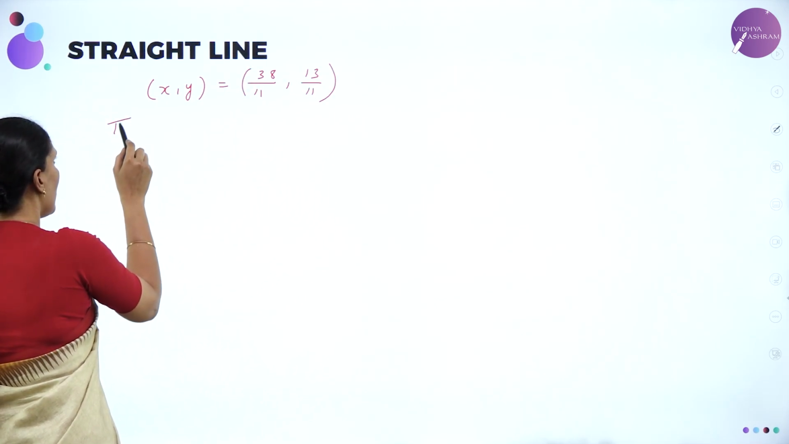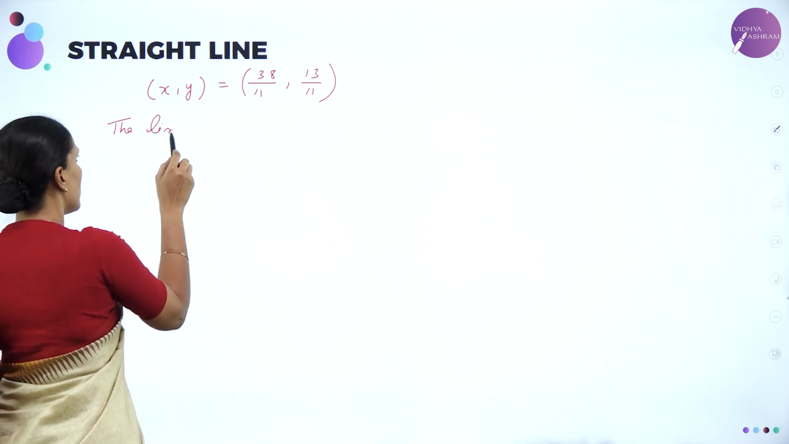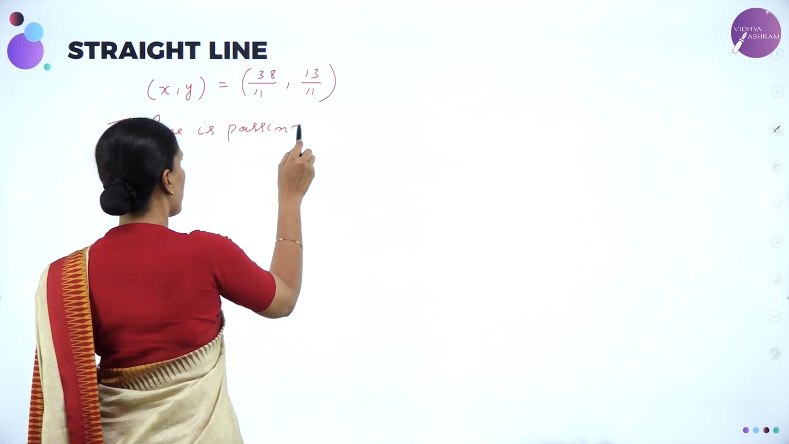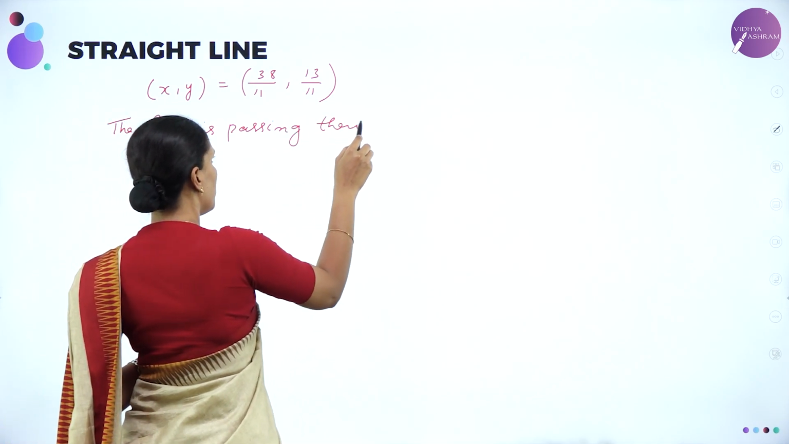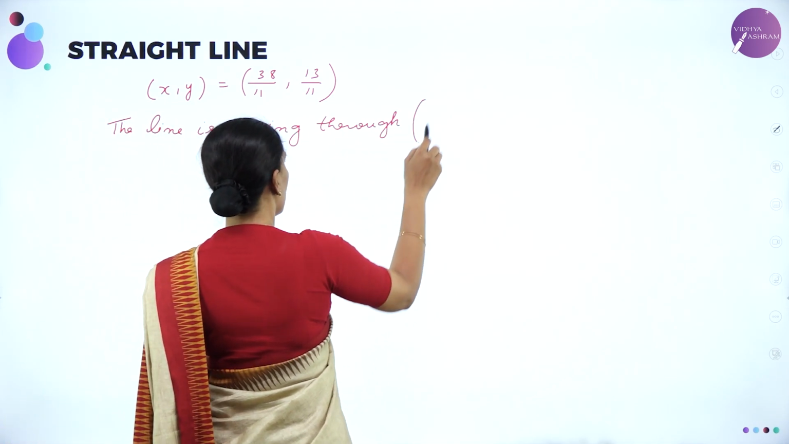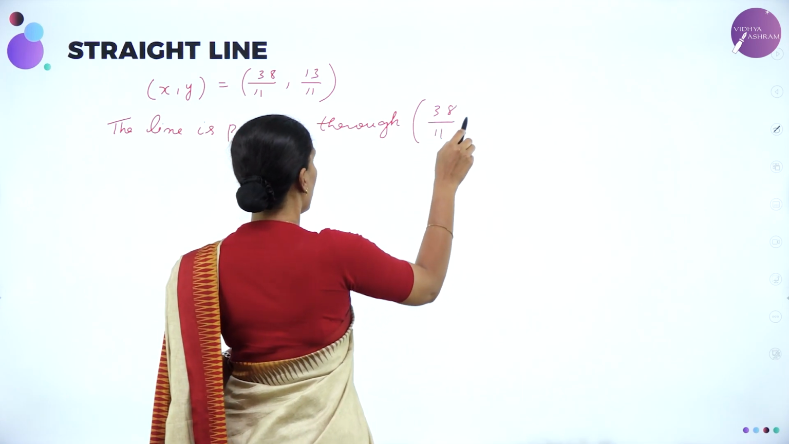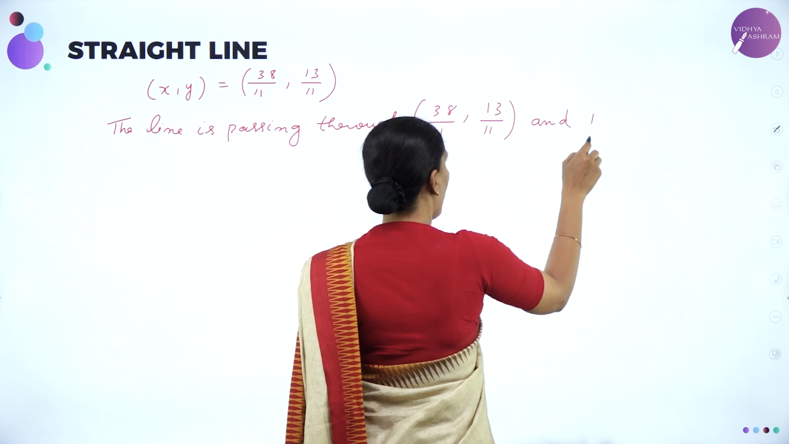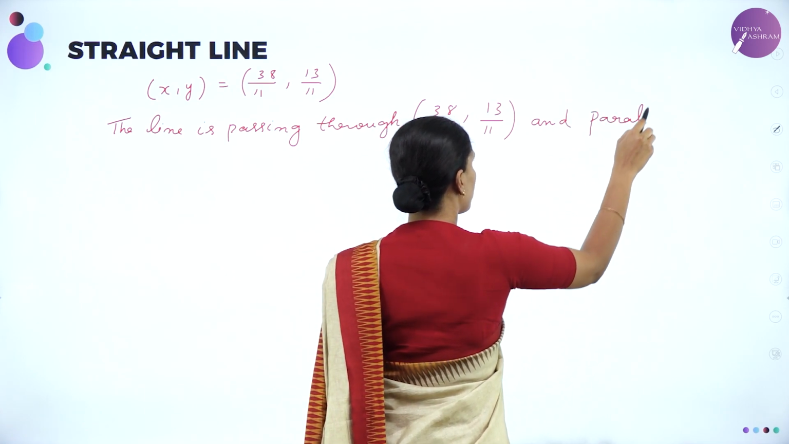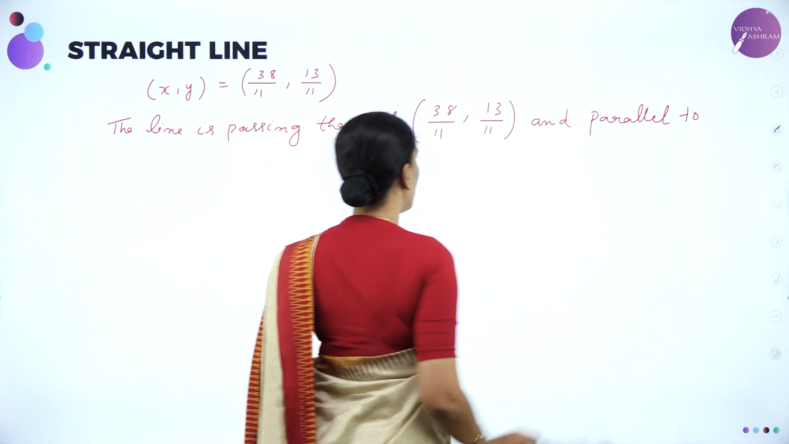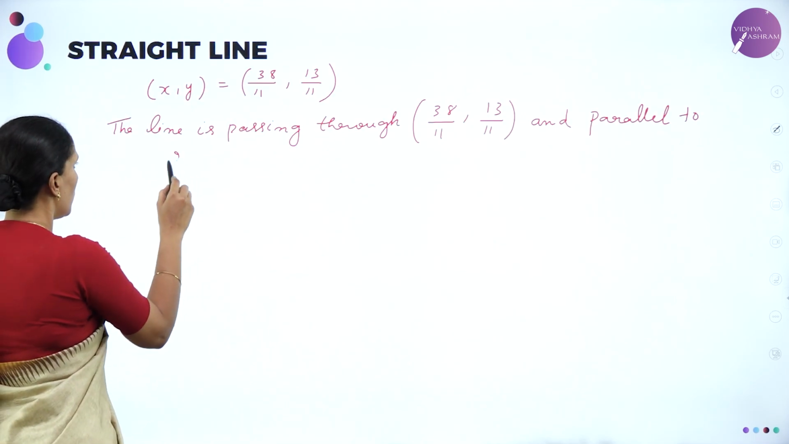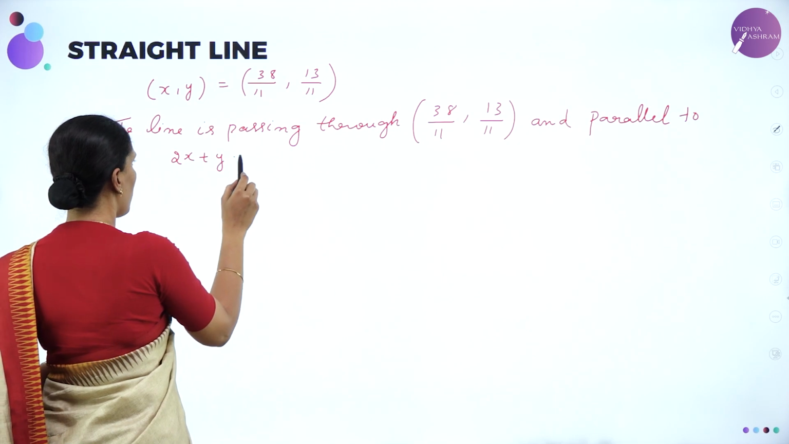So the required line is passing through 38 by 11, 30 by 11 and parallel to the given line 2x plus y is equal to 3.